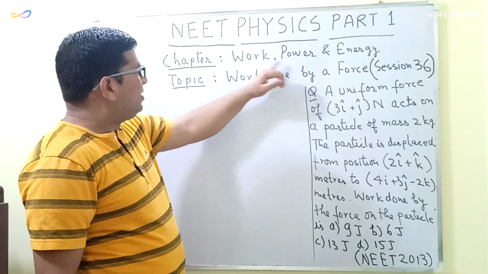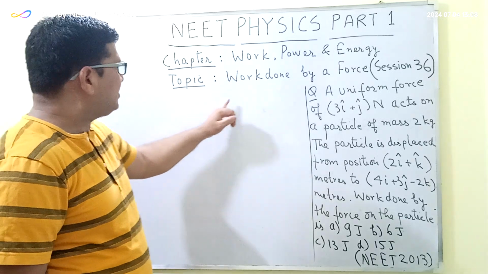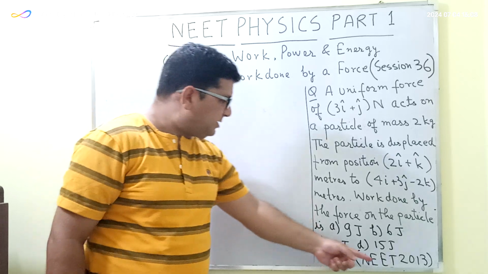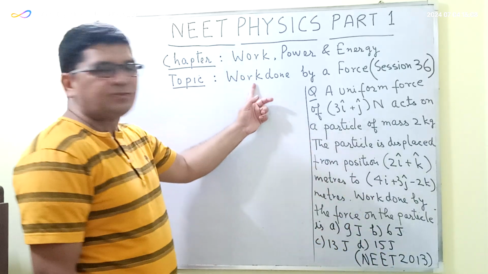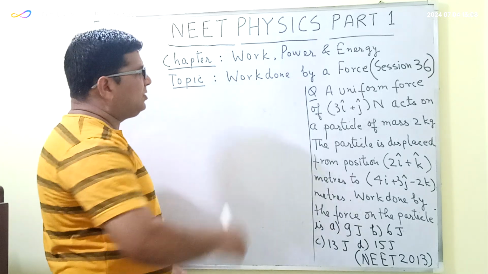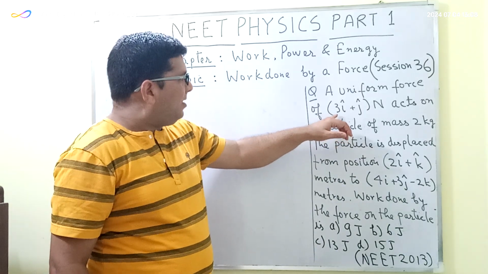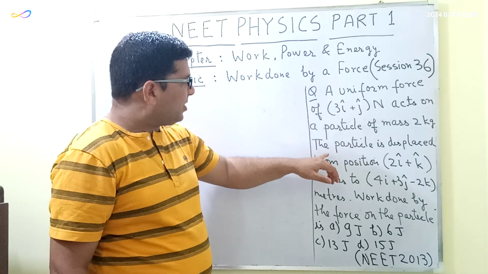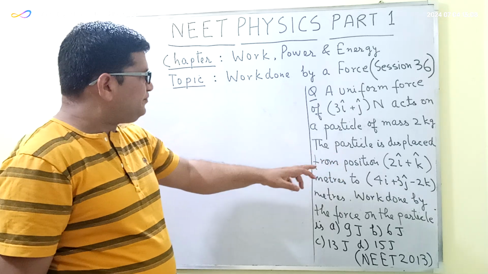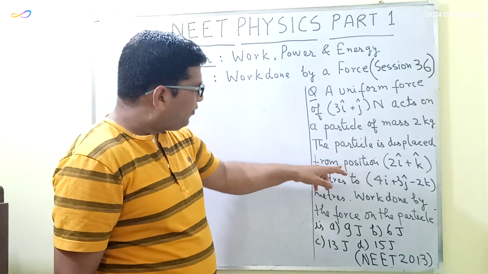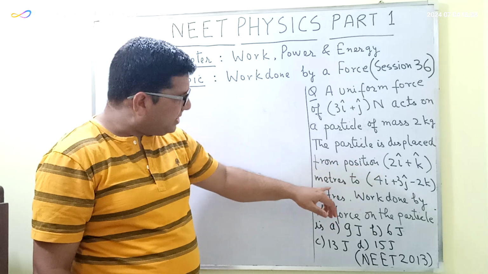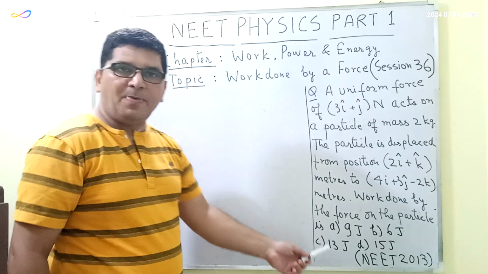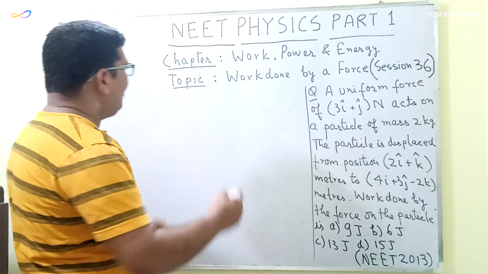The chapter is work, power and energy, and the topic for this session is work done by a force. I have taken one question which was asked in the NEET examination in the year 2013, which is based on this topic. The question is: a uniform force given by 3i plus j newton acts on a particle of mass 2 kg. The particle is displaced from the position 2i plus k meters to 4i plus 3j minus 2k meters. So the work done by the force on the particle is. There are four options here and we have to find the correct one.